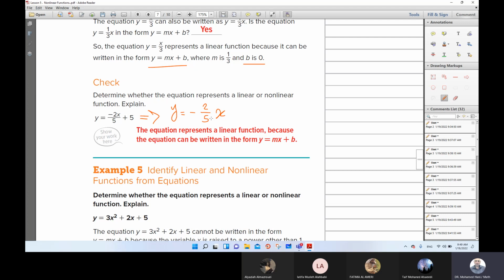Negative 2 over 5x plus 5. And the form of the linear, as you remember, is y equals mx plus b. As you see, this form means the equation represents a linear function because the equation can be written in the form y equals mx plus b.